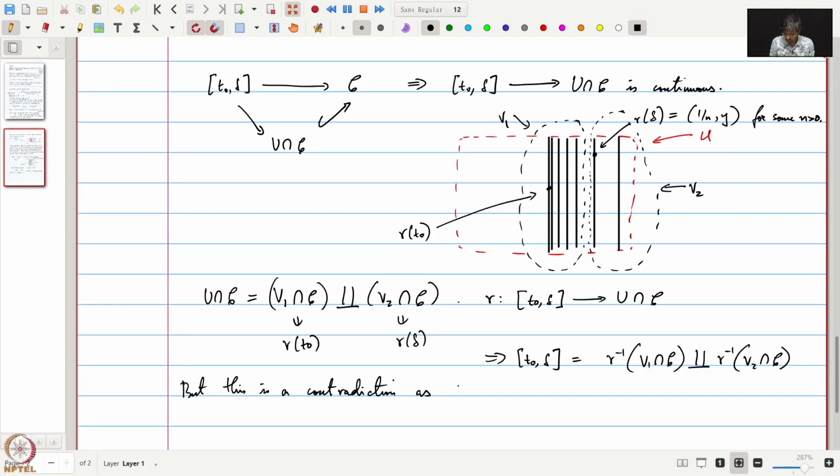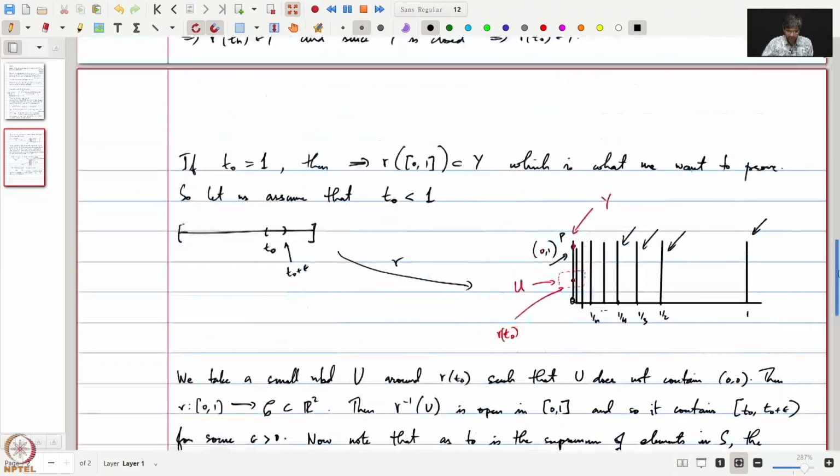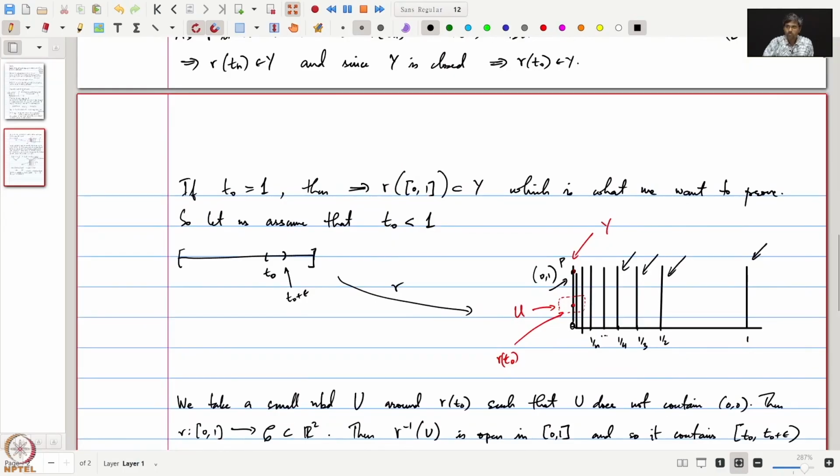As [T naught, delta] is connected. So this would contain T naught and this would contain delta, right? So that's not possible. Thus T naught has to be equal to 1, and this implies gamma of this entire interval is contained in Y. So what does this mean? This means that if we take a path which starts at this point p in Y, then it has to remain inside Y. It cannot move outside Y, right?